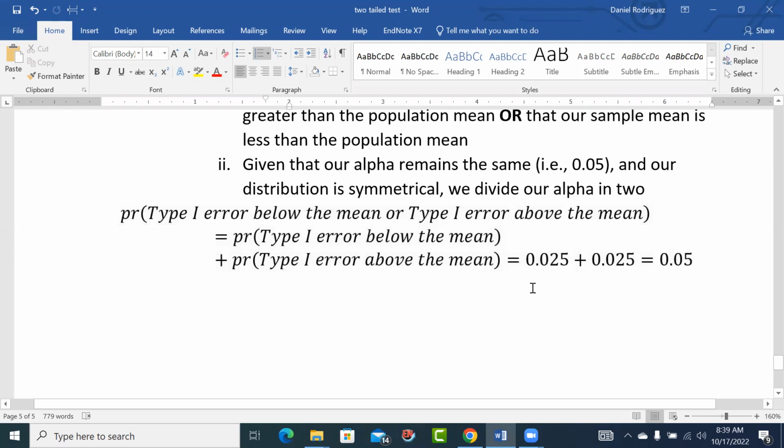And we know that the probability of either of two events occurring is the sum of their individual probabilities, right? So that's what happens here. We have two possibilities: either we commit a type 1 error below the mean or a type 1 error above the mean. So that's the probability of a type 1 error below the mean plus the probability of a type 1 error above the mean. We add those together and we have a total alpha of 0.05, right? So we split the uncertainty. Again, this just makes our lives more difficult when we do a two-tail than a one-tail test.